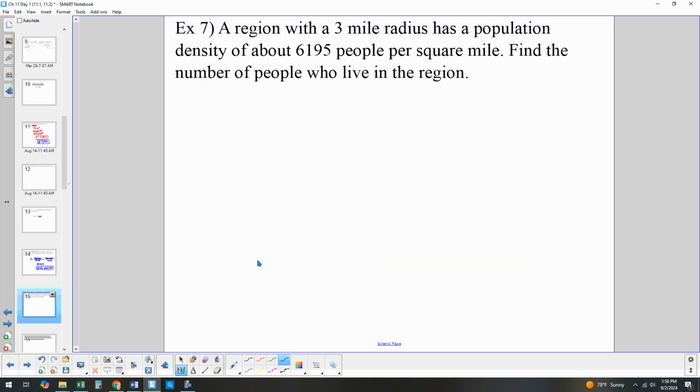For example 7, a region with a 3-mile radius has a population density of about 6,195 people per square mile. Find the number of people who live in the region. So now, instead of doing density equals people over area, we're going to do that, but we know the density, and we don't know the people. So we're going to find what pi times 3 squared is, or 9 pi is, and just multiply it by 6195. So 9 pi is really 28.27.